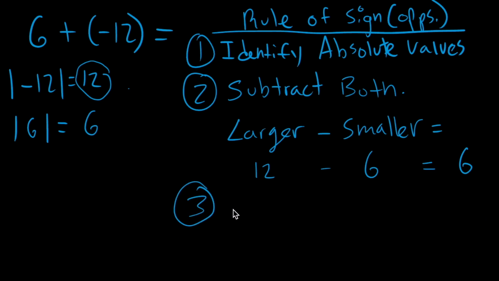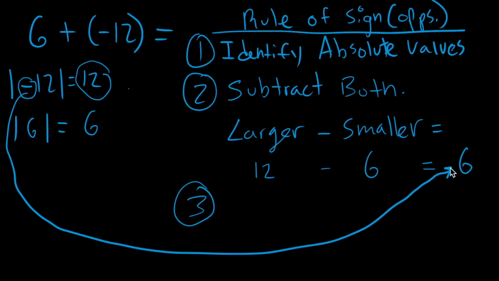The third step is to take the sign of the original number that gave you the larger absolute value. So we are looking at 12 being the larger absolute value, and the original number is this -12. And we're going to take that sign and give it to our answer, 6. And so the answer is -6.